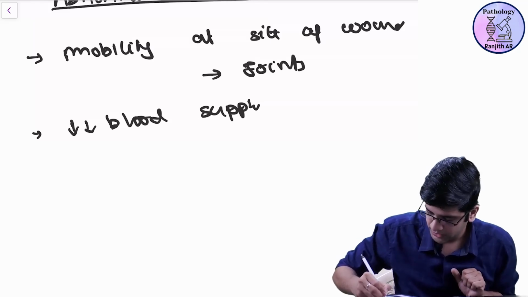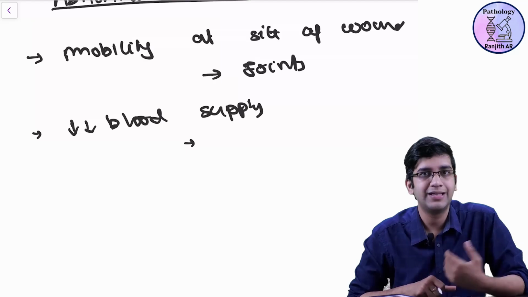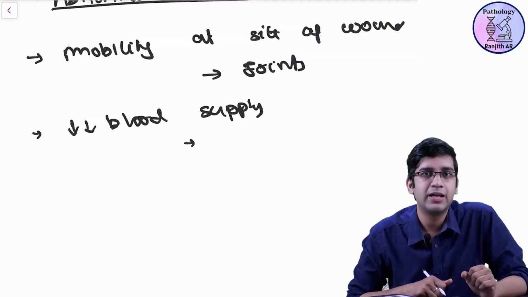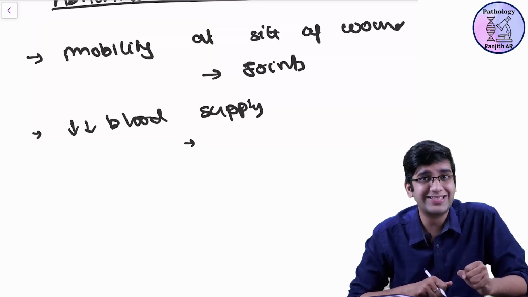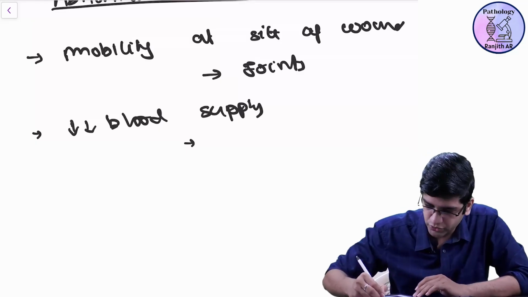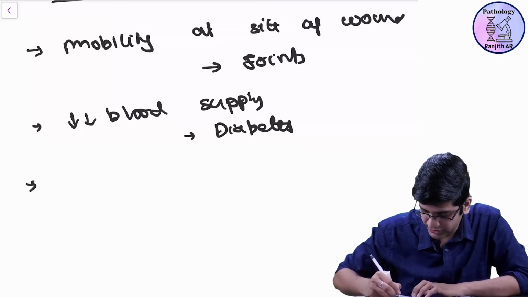Next, when there's less blood supply, my wound healing will be impaired. When do I have less blood supply? Especially in diabetes. The same process happens in diabetes, but I have a vasculopathy, so obviously it's going to affect my blood supply. During vasculopathy, wound healing is going to be defective. So indirectly, diabetes.